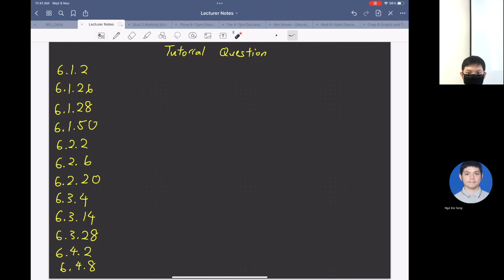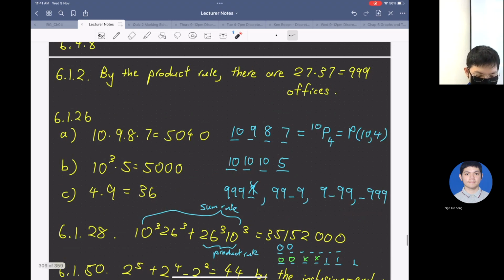Okay, so let's discuss 6.1.2 first. An office building contains 27 floors and has 72 offices on each floor. How many offices are in the building? One floor has 72 offices, so just multiply by 27 and you get all the offices. Use the product rule. 6.1.26. How many strings of 4 decimal digits do not contain the same digit twice?